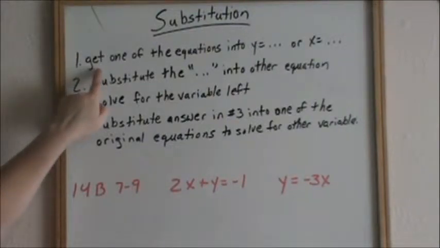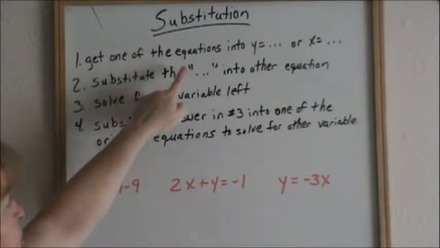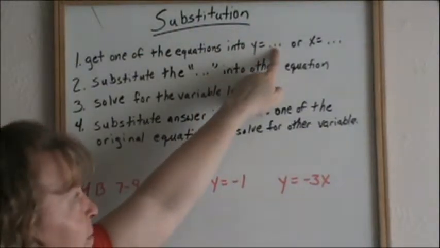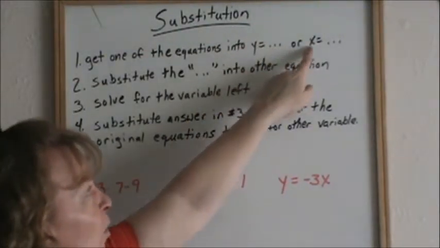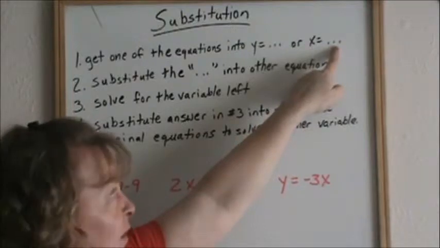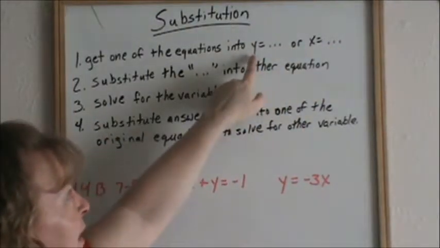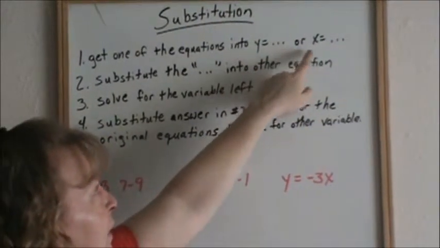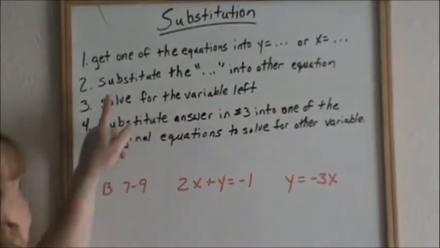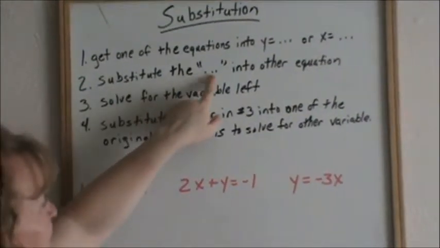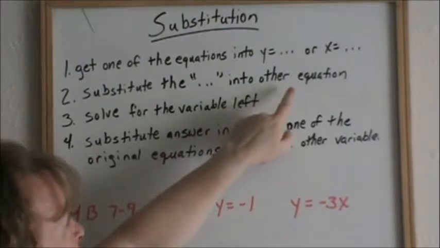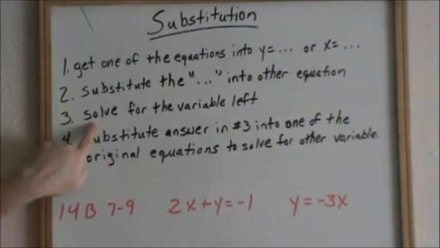The very first thing you do is you need to get one of your equations into y equals something, or x equals something. Sometimes I like to say y equals blah or x equals blah. The next thing you do is substitute that into the other equation. And the third step is solve for the variable that you have.